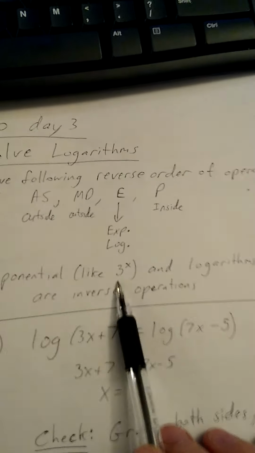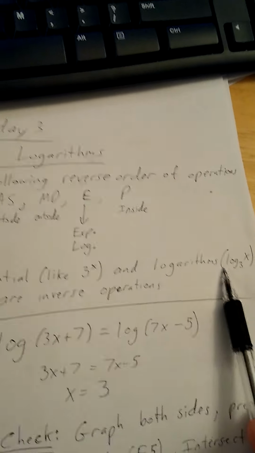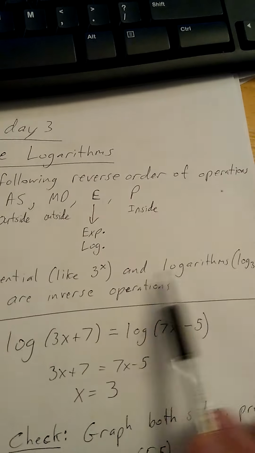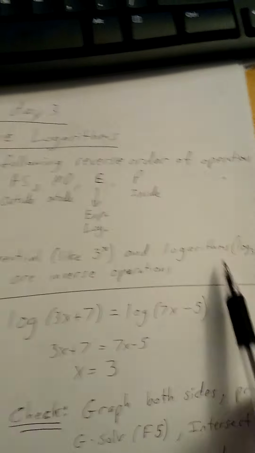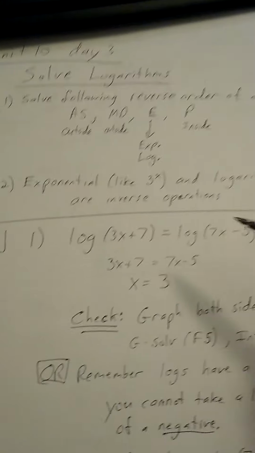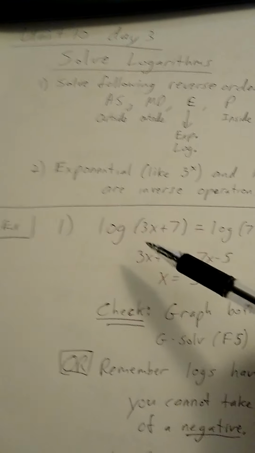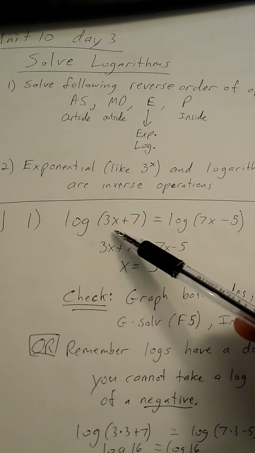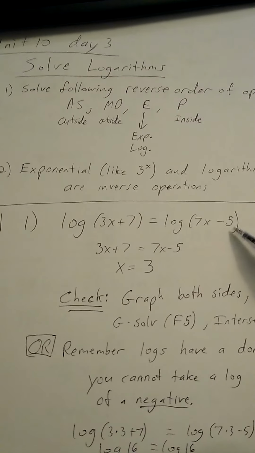Remember that exponentials, like 3 to the x, and logarithms, log base 3 of x, are inverse operations. They will undo each other. We're going to start with a very simple one. Example 1, log of 3x plus 7 equals log of 7x minus 5.